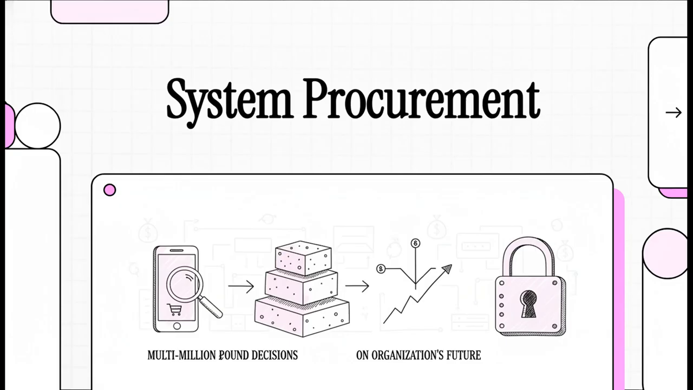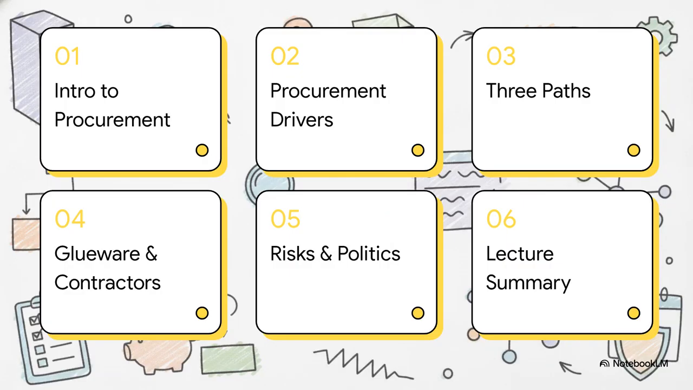is ever written. Today, we're going to explore this high-stakes environment in a masterclass explainer on Section 19.3 of Ian Sommerville's software engineering textbook. We are looking at System Procurement. So here is a quick look at the syllabus for today's program. We'll be covering an introduction to procurement, the business drivers behind it, the three distinct procurement paths, Glueware and Principal Contractors, the risks and politics involved, and finally, a wrap-up summary for your exams.